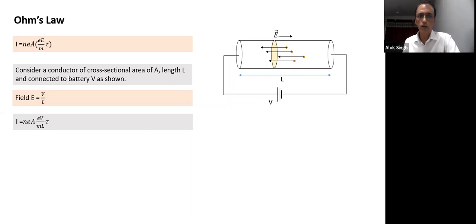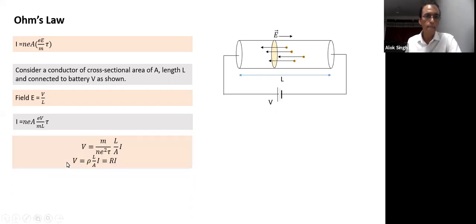When we apply Ohm's law, we take V equals IR, so we can derive an expression for resistance from this equation. V can be written, if we transpose it to the other side, as the same term, L by A into I. This whole term, as we saw in the previous sheet, can be written as rho, the resistivity. So V equals rho L by A into I, which is also R into I. That's Ohm's equation. This equation also tells you that R can be written as rho L by A.